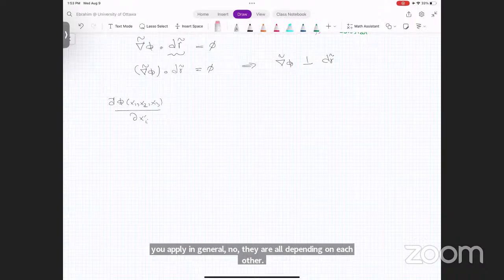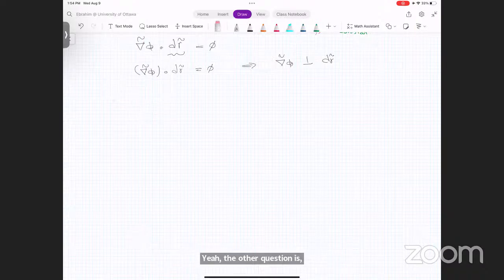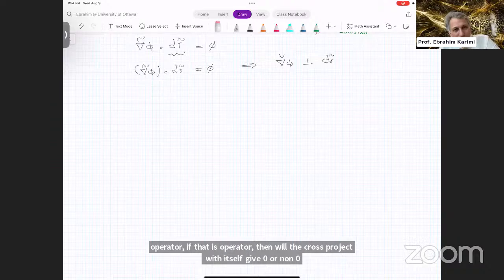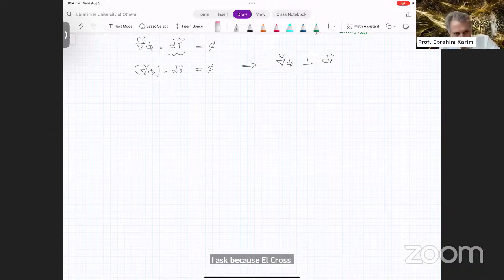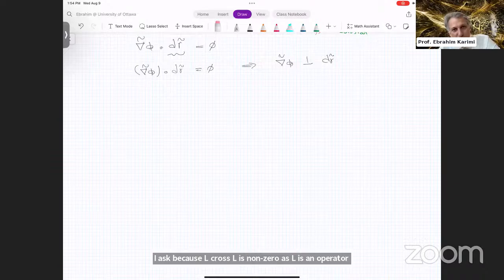The other question is: is the gradient a vector operator? If it is an operator, will the cross product with itself give zero or non-zero? I ask because L cross L is non-zero, as L is an operator. Exactly, it is non-zero. It depends on the function. Yes, you got the point very well.